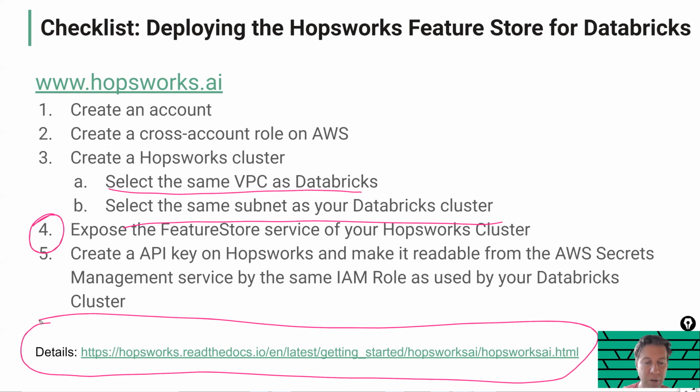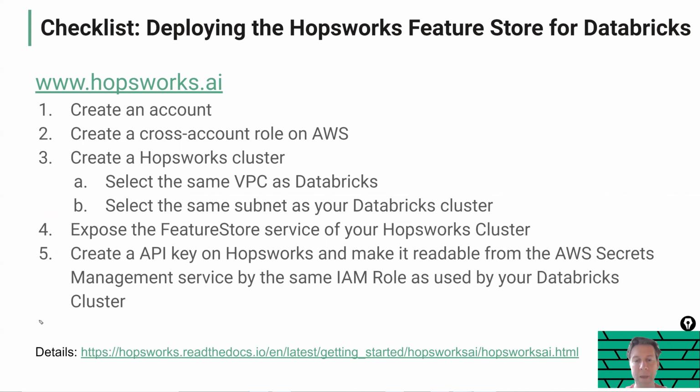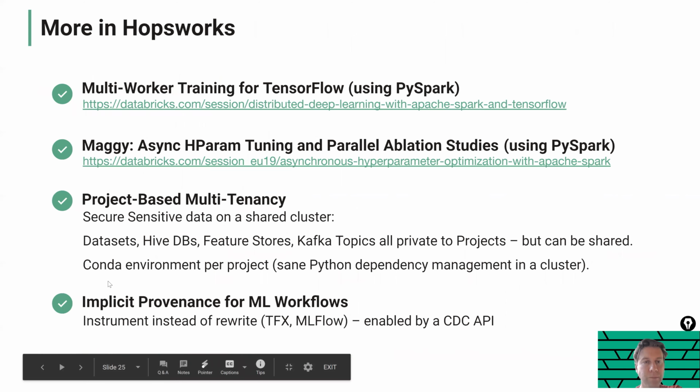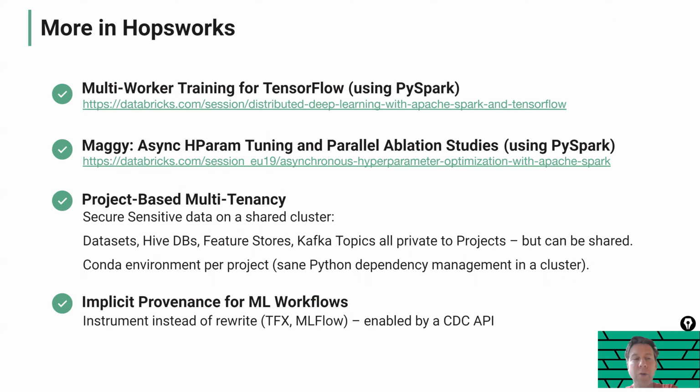So all the details for how to do this are available at this URL below. And I'm not going to go through all of that today, but we'll see some of the steps that we need to go through. Now, Hopsworks has a bit more than just the feature store. It supports training of models with GPUs, and we also support multi-worker training, so training with tens or hundreds of GPUs. We also support hyperparameter tuning asynchronously, which is quite unique on PySpark.